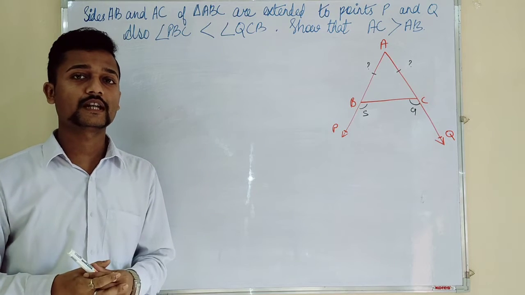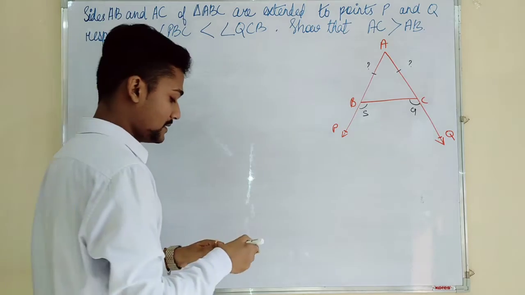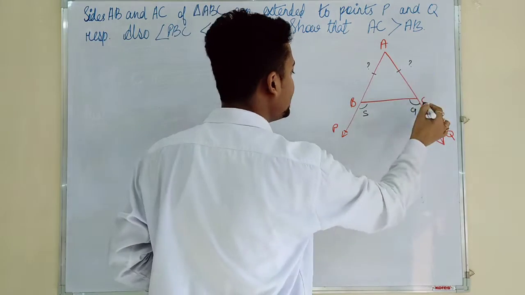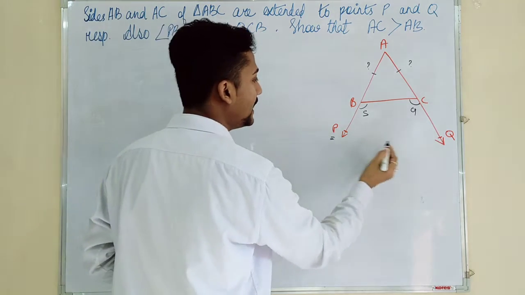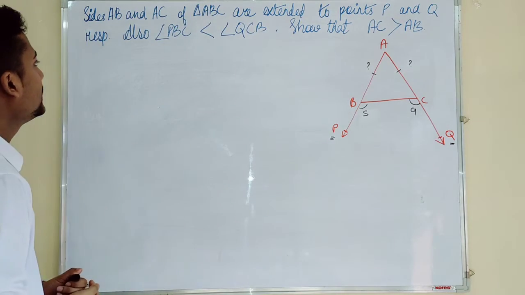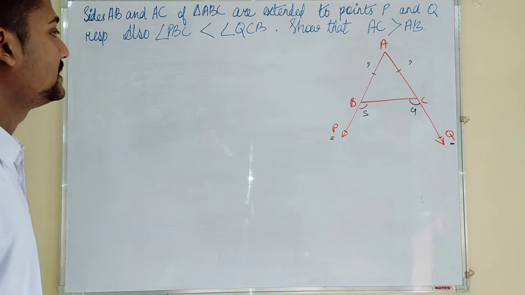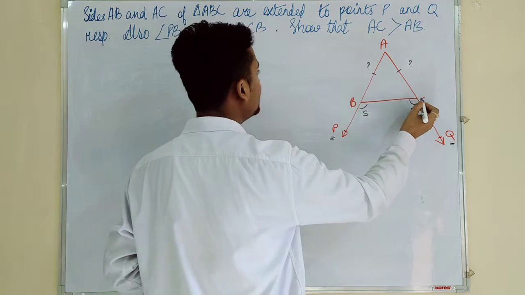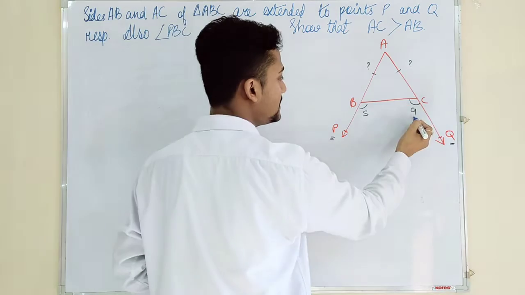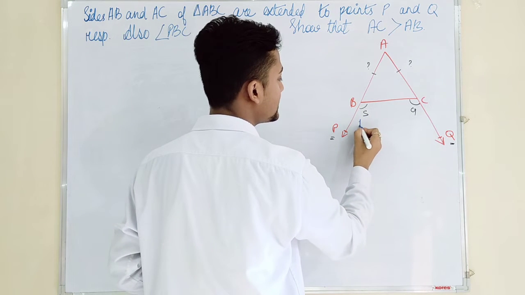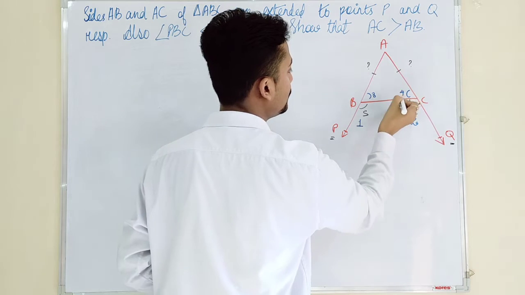The next question that we have is: sides AB and AC are extended to points P and Q respectively. Also, angle PBC is smaller than angle QCB, that means this is greater and this is smaller. Let me mark this as angle 1, this is angle 2, this is angle 3, and this is angle 4.